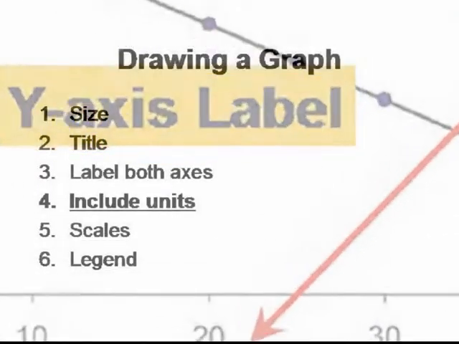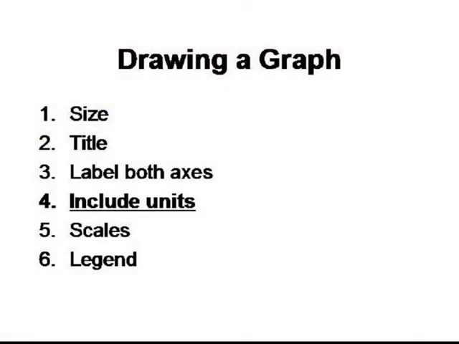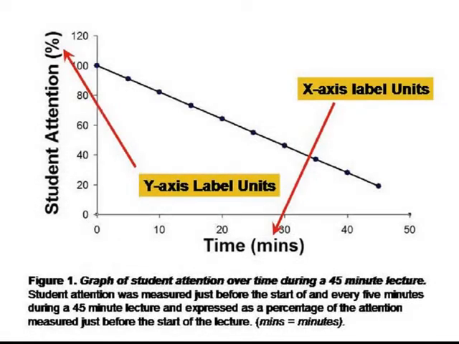Next we come to something that people often leave out: the units of the values on each axis. In this graph, the units of time plotted on the x-axis are minutes, and this is included in brackets after the axis label. If the units were not included here, someone looking at the graph would not know if the lecture lasted 50 minutes or 50 hours, or if student attention dropped 20% over 10 seconds or 10 minutes. So please, don't forget to include the units.